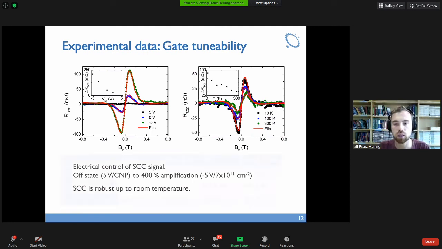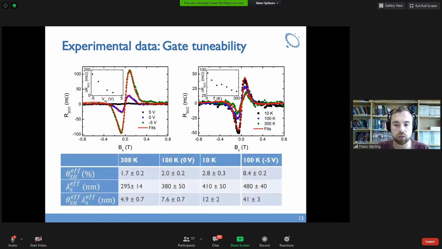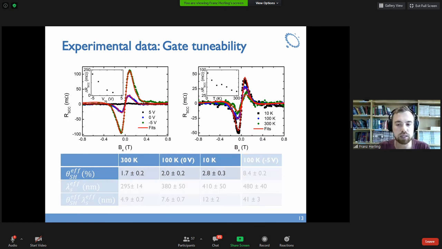And if you look a little bit more into the quantitative analysis, you can see that the reason for this large signal at low temperatures is that the spin Hall angle we get is larger at low temperatures, but still up to 1.7% at room temperature. And the good thing about the system is that the spin diffusion length is still quite large at room temperature as well, almost 300 nanometers.